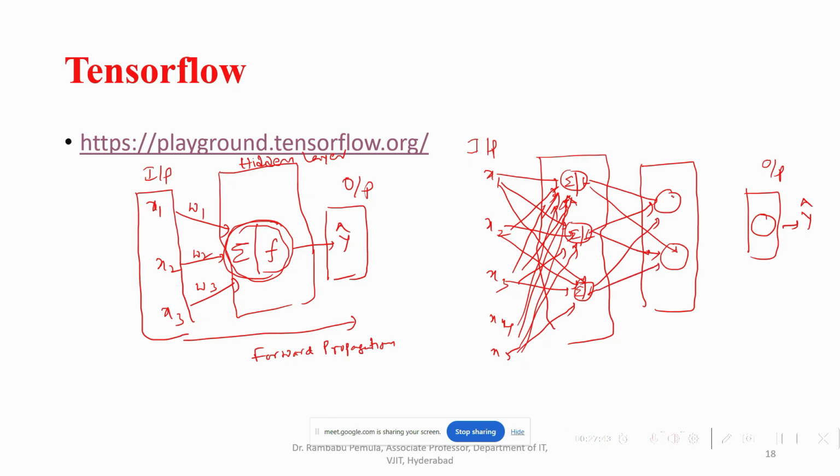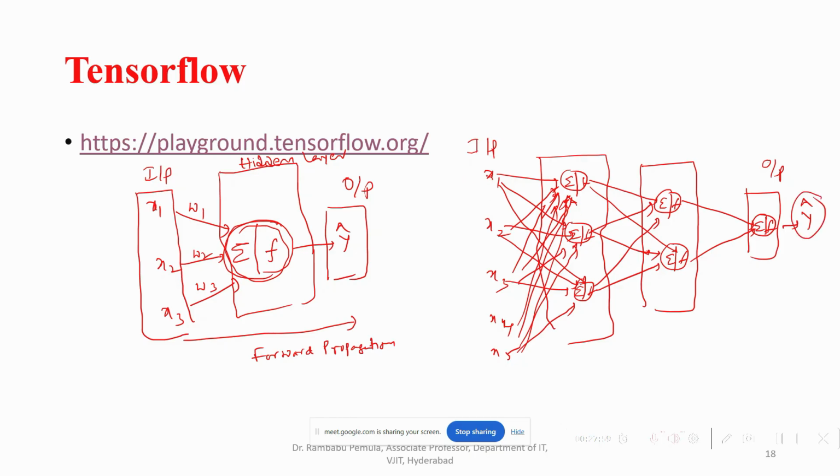Here you are going to perform the summation and the activation function. This output is going to be given to the next layer as an input. Summation and the activation function, like that, we are going to get the corresponding features.